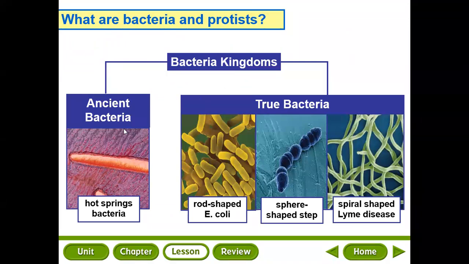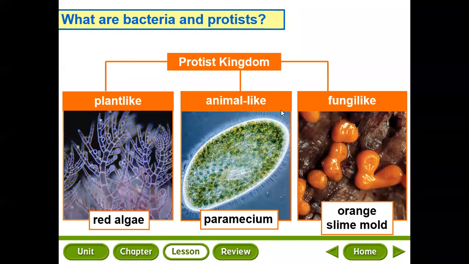Bacteria kingdom: ancient bacteria, true bacteria, hot springs bacteria. Protist kingdom: plant-like, red algae; animal-like, Paramecium; fungi-like, orange slime mold. Okay. Protist algae are similar to plants, have chlorophyll, and make their own food by themselves.